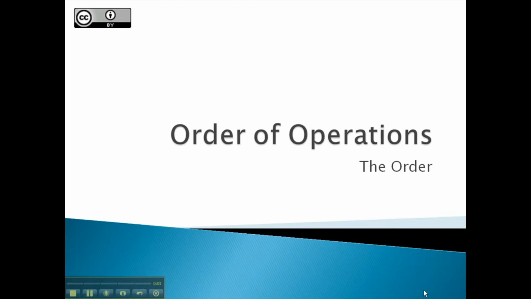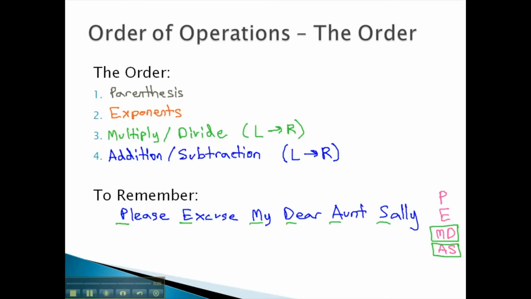In part 1 of this video, we began to take a look at the order of operations, and we found out that the order of operations was based on a hierarchy where we would always do the parentheses first, exponents second, then multiply and divide from left to right, and then add and subtract from left to right. We could remember this order with the mnemonic, "Please excuse my dear Aunt Sally," or this funky word, PEMDAS.